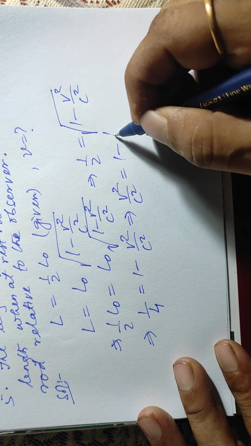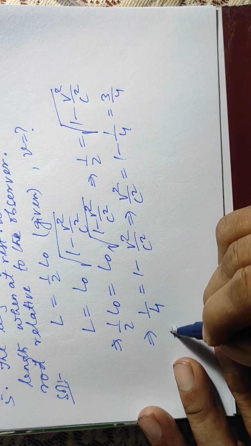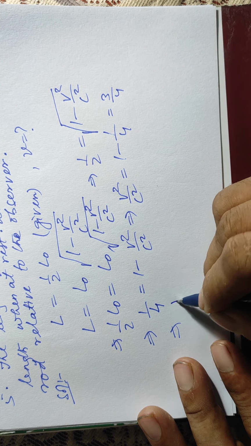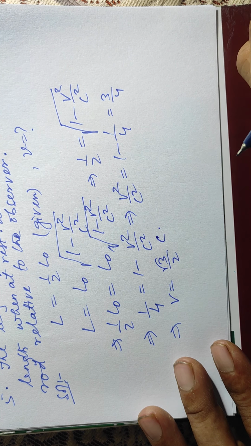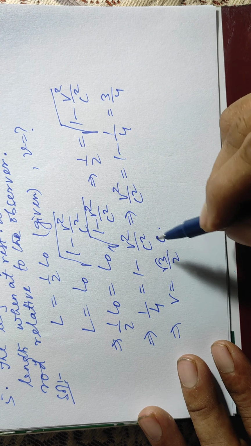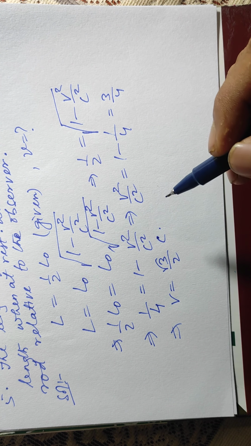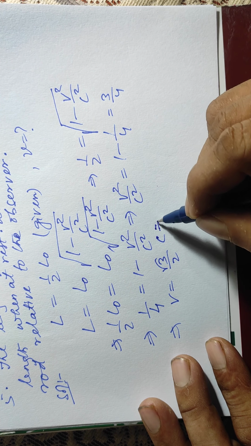So take V square by C square to the left hand side. You get 1 minus 1 by 4, which is equal to 3 by 4. That means V by C is equal to root over of 3 by 4, that means root 3 by 2. So V is equal to root 3 by 2 into C. Okay, and now you can calculate the value. Then put the value of C, you will get the final result. Or simply root 3 by 2 will be equal to how much?